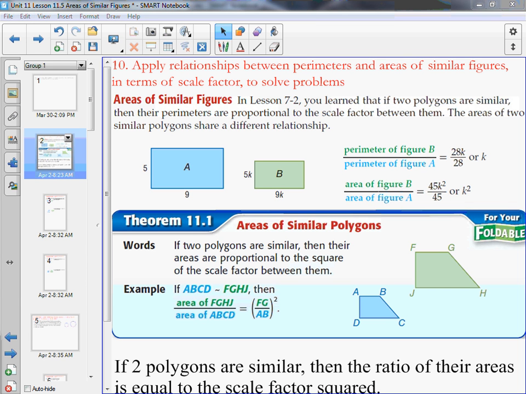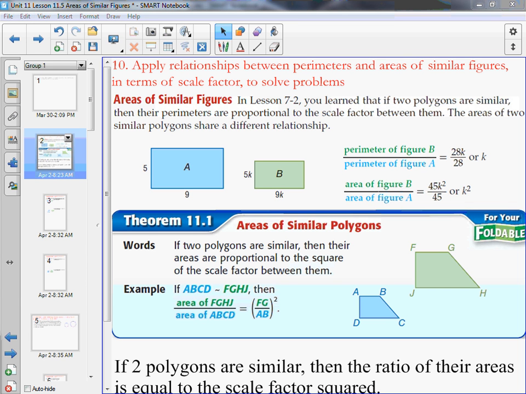so here on page 802, they remind us that if two polygons are similar, then their perimeters are proportional to the scale factor between them. In other words, the ratio of the perimeters equals the scale factor. We used that to find some perimeters back in Unit 7. Okay? Now, the ratio of the areas is a similar relationship, but not the same.